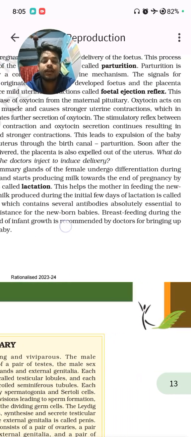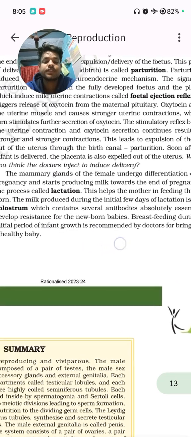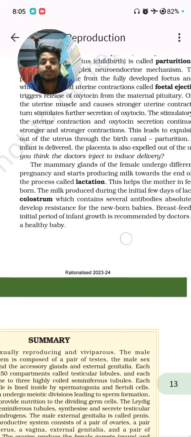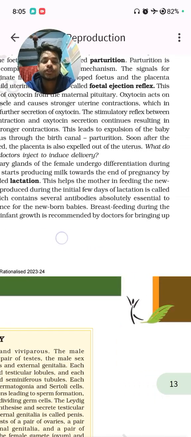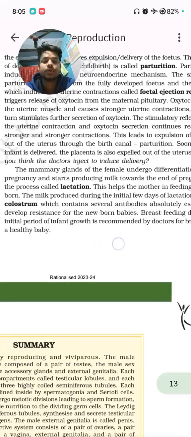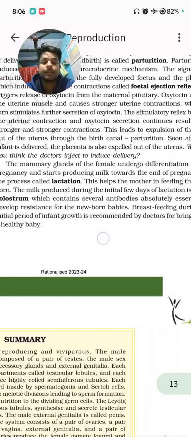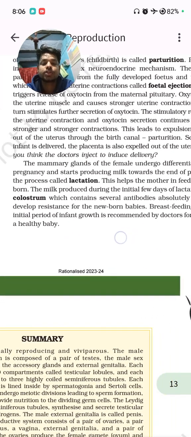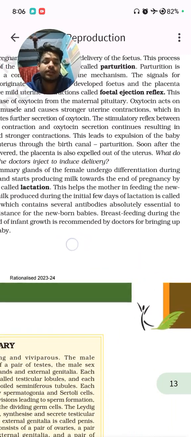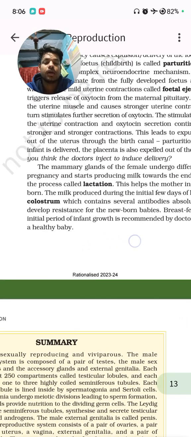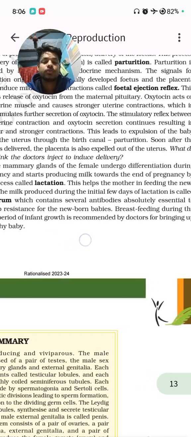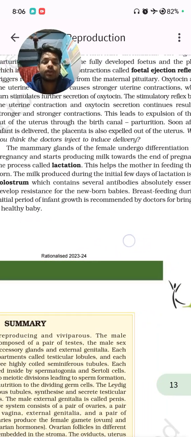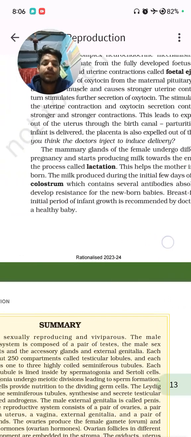The mammary glands of the female undergo differentiation during pregnancy and start producing milk toward the end of the pregnancy. This process is called lactation, and it helps the mother in feeding the newborn. The milk produced during the initial few days of lactation is called colostrum, which contains several antibodies absolutely essential for developing resistance in the newborn baby. Breastfeeding during the initial period of infancy is recommended by doctors for bringing up a healthy baby.